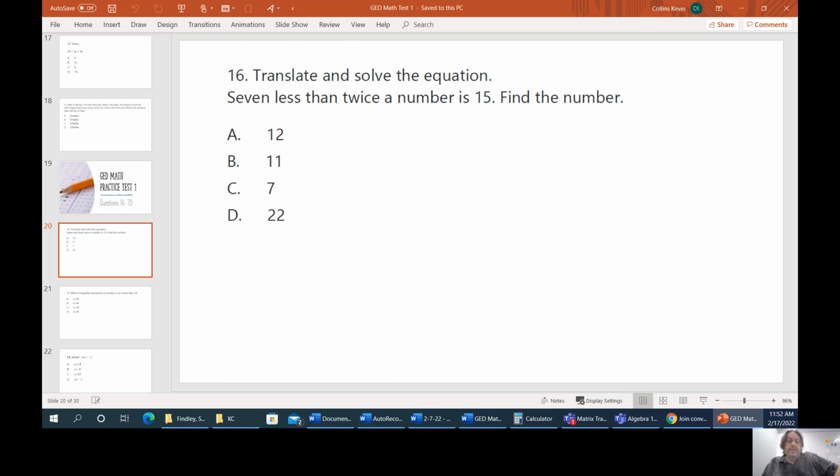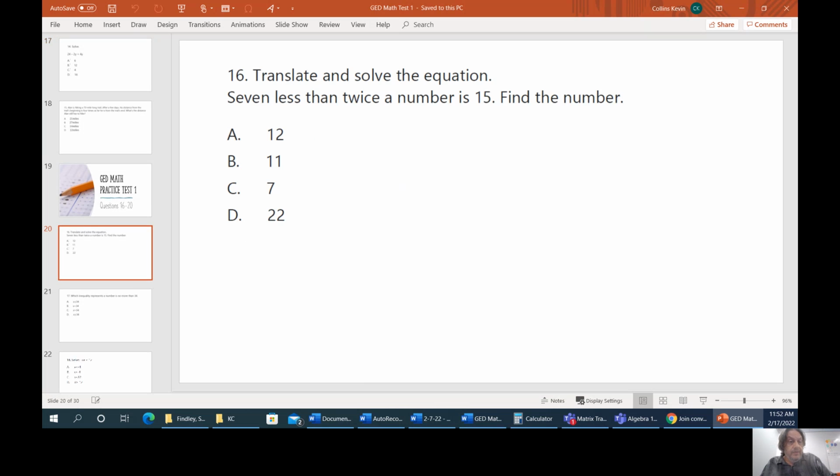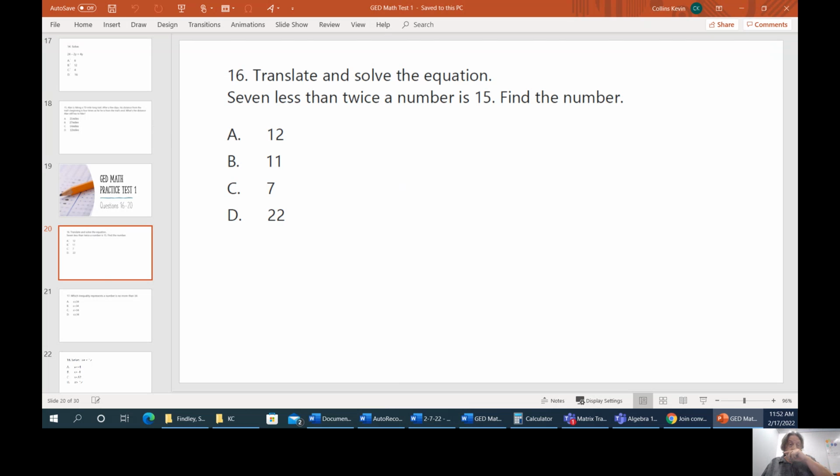Alright, so this says translate and solve the equation. People don't like these, but hopefully we can help you out with this. It says 7 less than twice a number is 15. Find the number. The thing we want to do here is break this down piece by piece. Anytime you see 7 less, that means at some point 7 is going to be subtracted. The number is always going to be x.